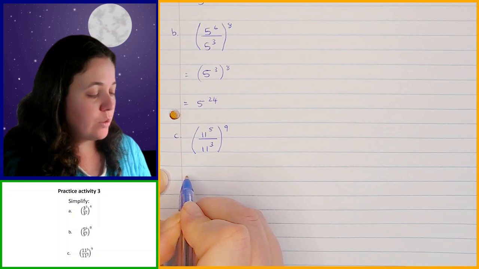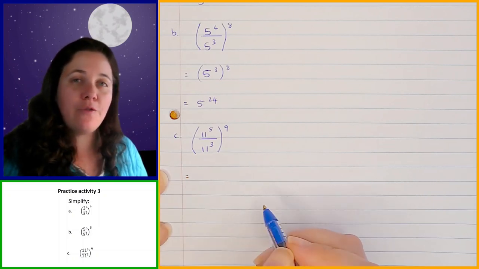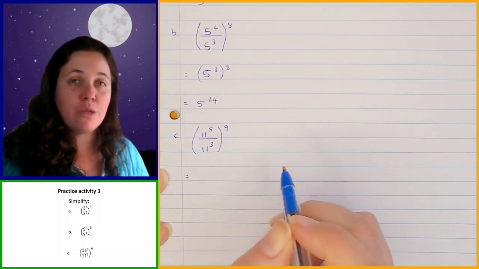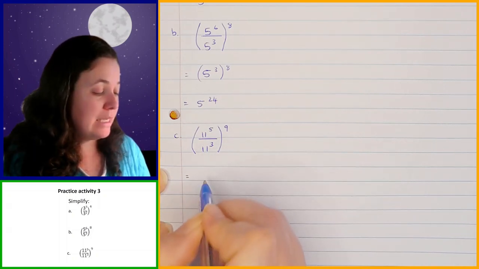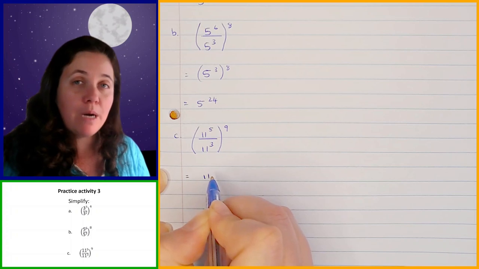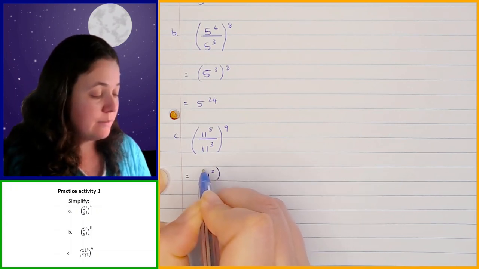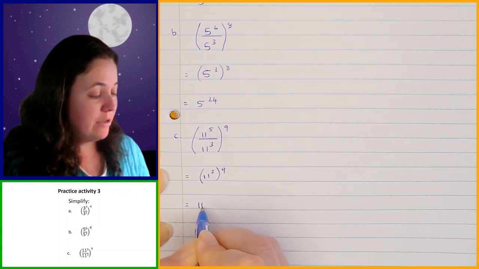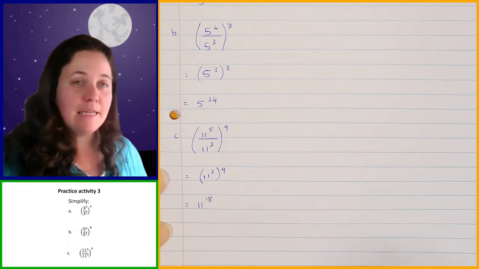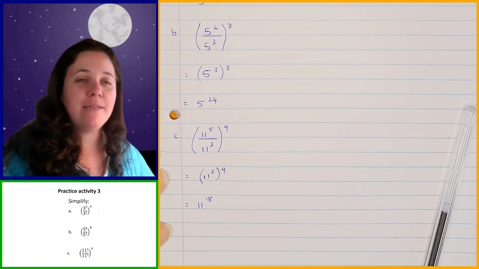And then the last one, question C, we had 11 to the power of 5 over 11 cubed in brackets to the power of 9. And when we take that, we're going to simplify first what's inside the brackets. That's going to give us 11 to the power of 2 inside the brackets. And then we raise that to the power of 9. We keep the base the same, so it's 11 to the power of 18. And that's what you should have got for question C.